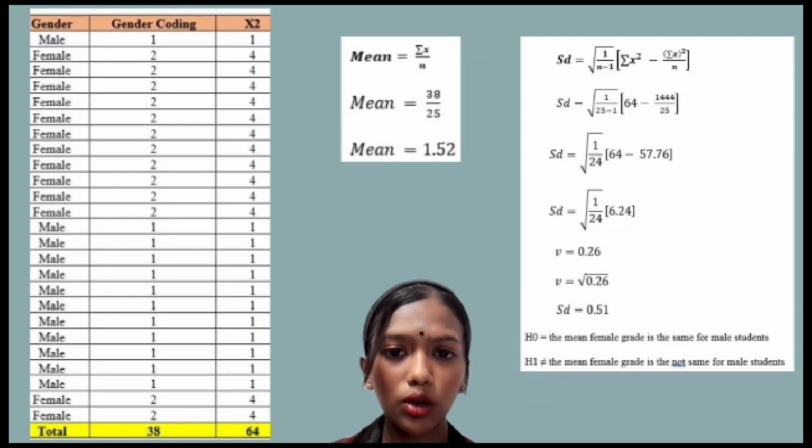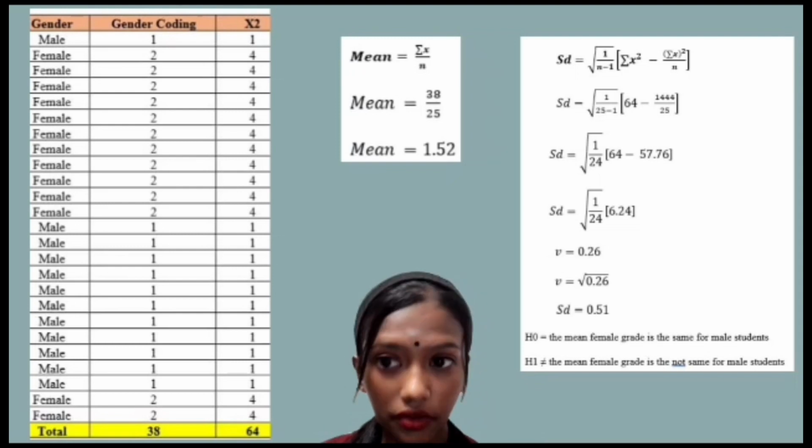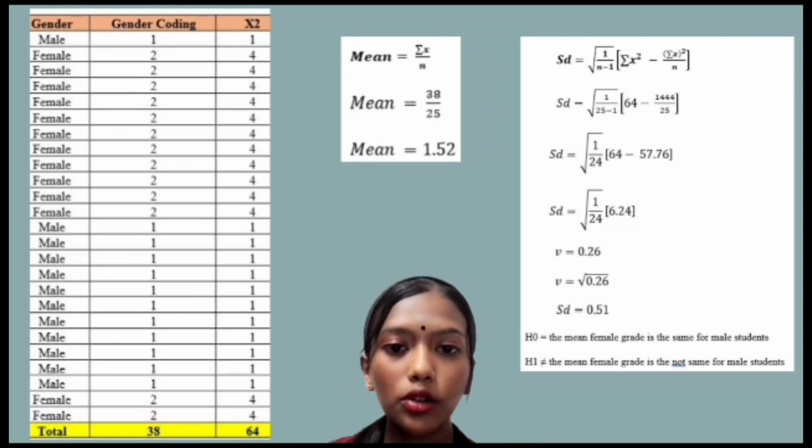Second step is we need to know the means. How to calculate the mean is mean equals sum of x divided by n. So in this case, the mean is 38 divided by 25. So the answer is 1.52.